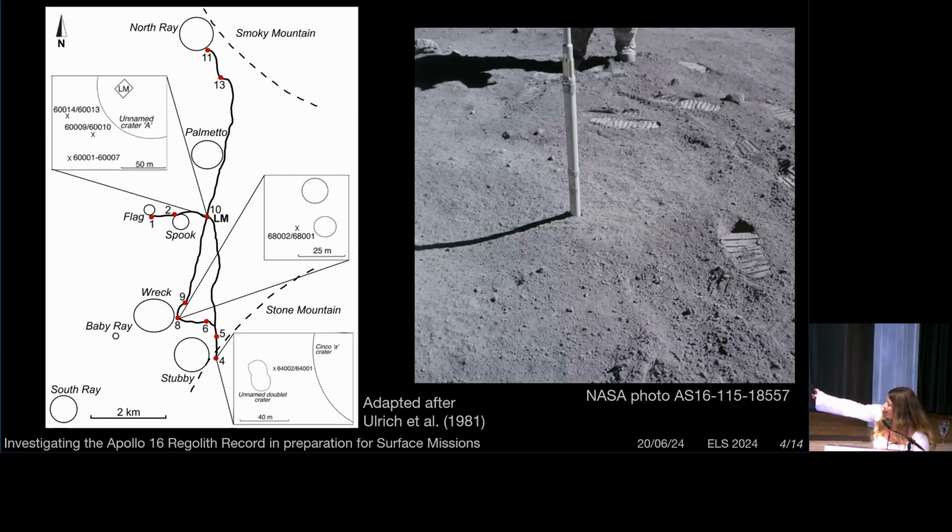So at the bottom, we have station 4, which samples the Descartes formation. We have station 8, which samples South Ray ejecta. And we have 2 at station 10 near the lunar module, which samples the Cayley formation. And also note next to these station 10 ones is a deep drill core, but we've not looked at samples from these.